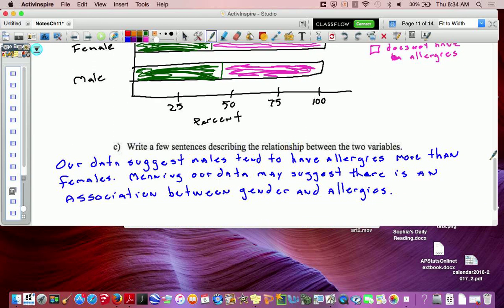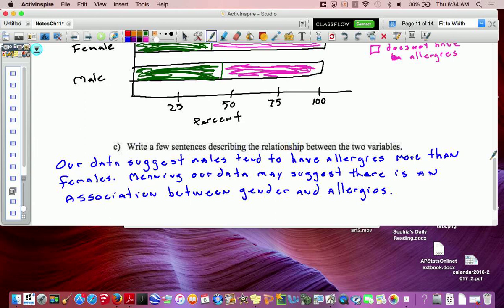So basically, that's what I'm just noting here. It suggests males tend to have allergies more than females. It might suggest there's an association between gender and allergies. So this is what we want to analyze. This is what we want to find out.